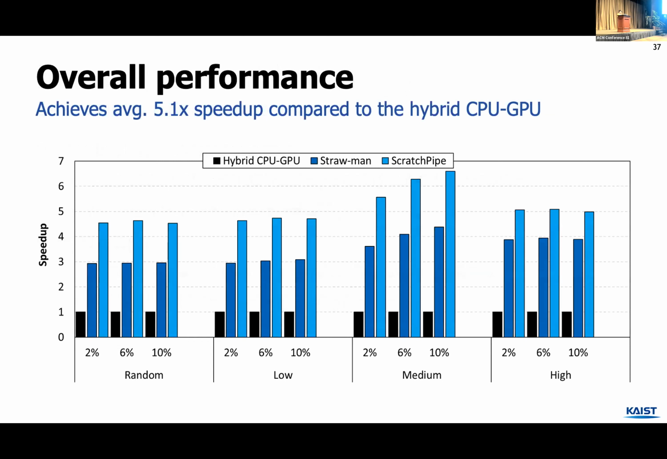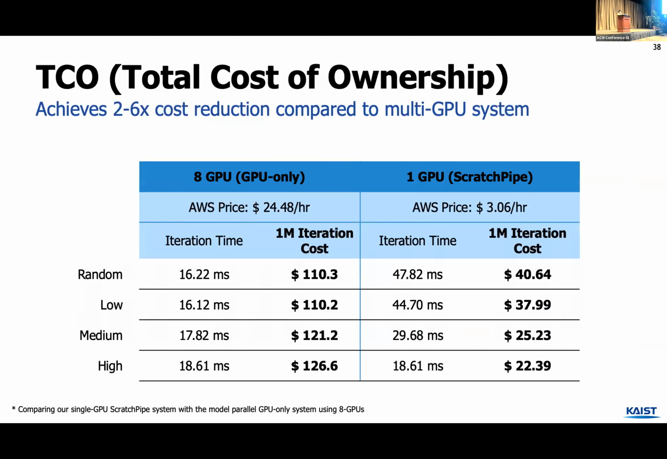This figure summarizes the evaluation results, which show the end-to-end training speedup normalized to the hybrid CPU-GPU's performance. Our evaluated systems are shown in different colors. The x-axis shows the different cache sizes and different input data locality. Our ScratchPipe solution achieves an average 5.1 times speedup compared to the hybrid CPU-GPU and 30 to 60% speedup compared to the Strawman architecture. We have also compared our proposed system with model parallel training that uses multiple GPUs.